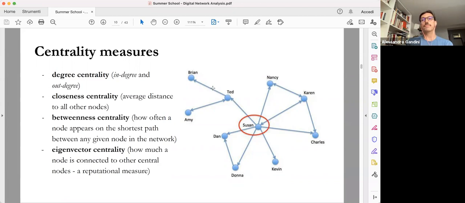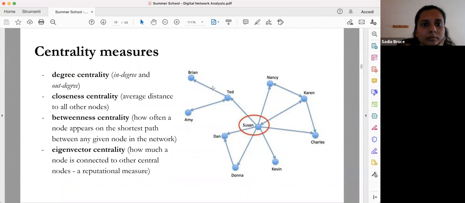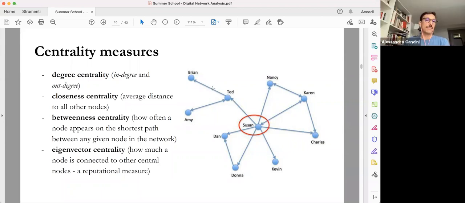And finally, the one that I point at because it's also in Gephi, which we are about to see, is eigenvector centrality. Eigenvector is a centrality measure that calculates how much a certain node is connected to other central nodes. And this is the most direct calculation of reputational relevance in a network, because I have a higher eigenvector centrality if I am connected to other people who have higher eigenvector centralities, so who have higher centrality measures. This is a calculation that takes, so to speak, centrality measures comprehensively into the picture.